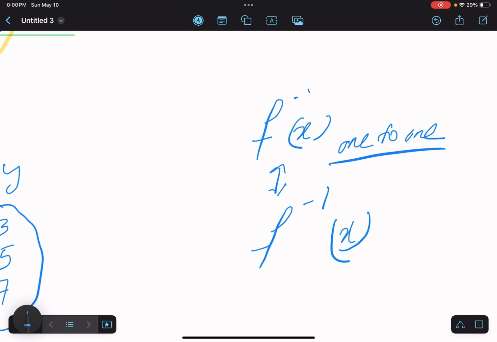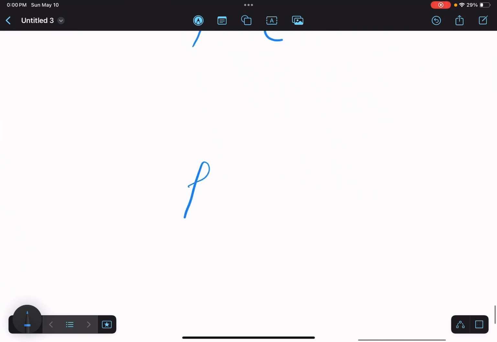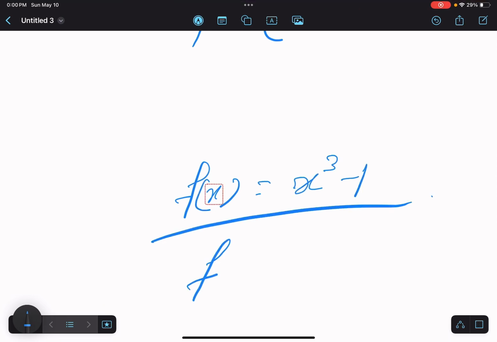This may change in the coming lectures, but right now, just understand this is for 1 to 1 functions. The inverse of f(x) is f inverse x. Now, how to find the inverse of functions? Suppose I give you f(x) equals x cube minus 1, how do you find f inverse x?